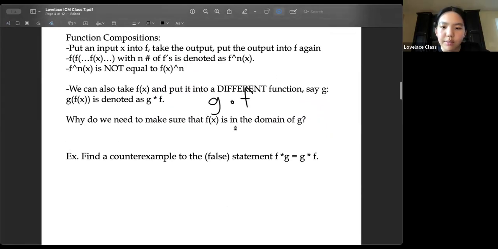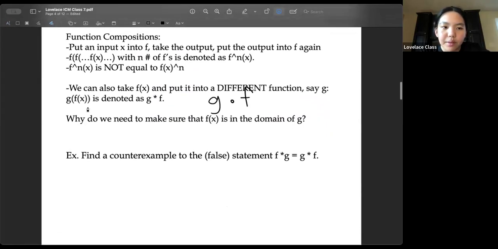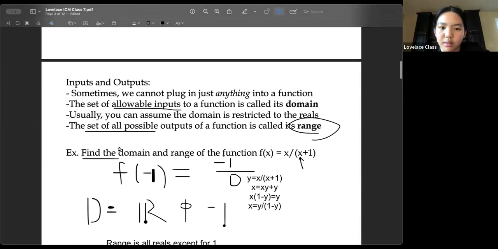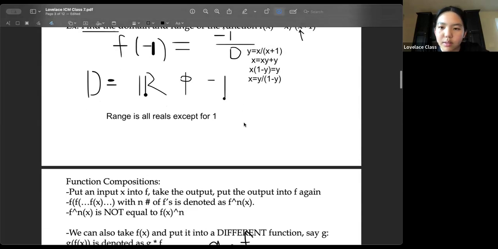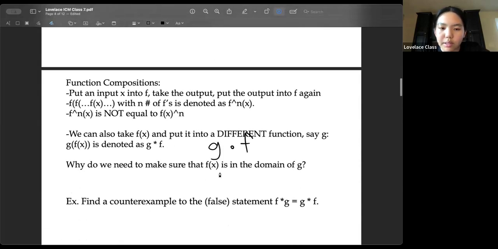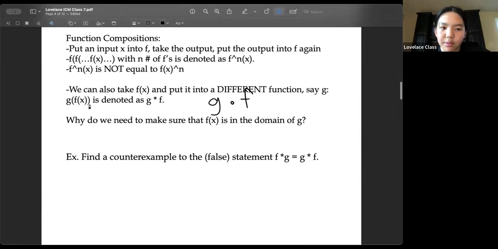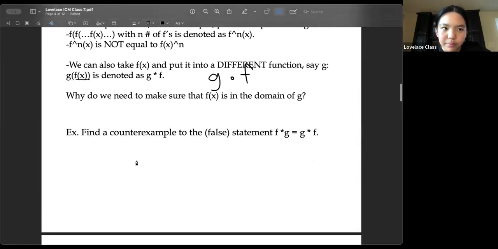Just a comprehension question. Why do we need to make sure that f of x is in the domain of g? Well, because we're taking f of x and then plugging it into g, right? And the domain of g is defined as all the allowable inputs into g. So intuitively that makes sense, right? f of x needs to be in the domain of g.